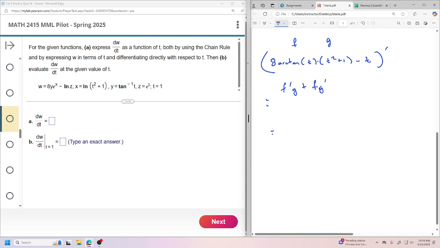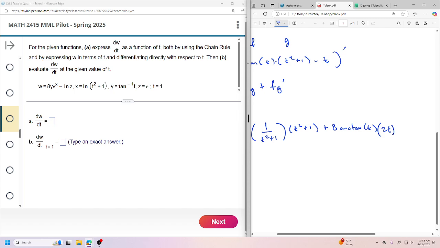So 8 times the derivative of arctan, which is this stuff here, I believe, plus the 8 still in the front. Leave this one alone. Derivative of this guy, 2t. And then all of this stuff still, minus the 1.